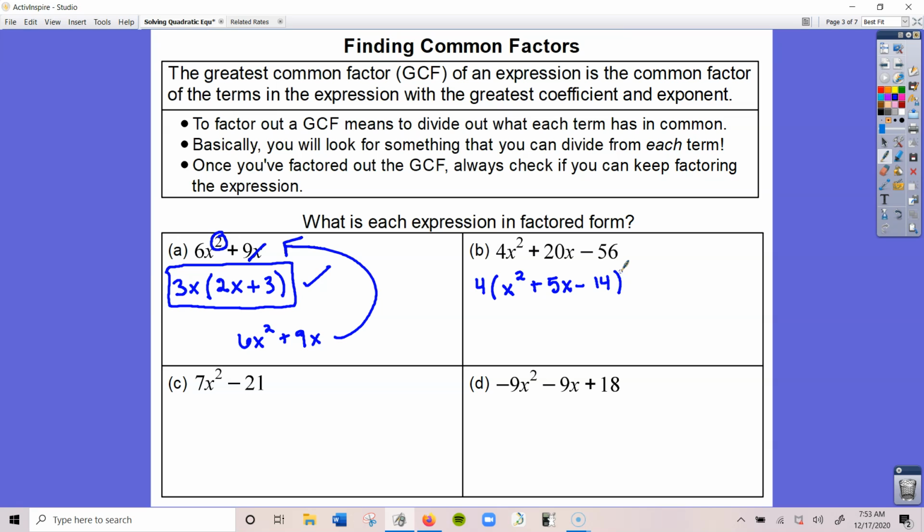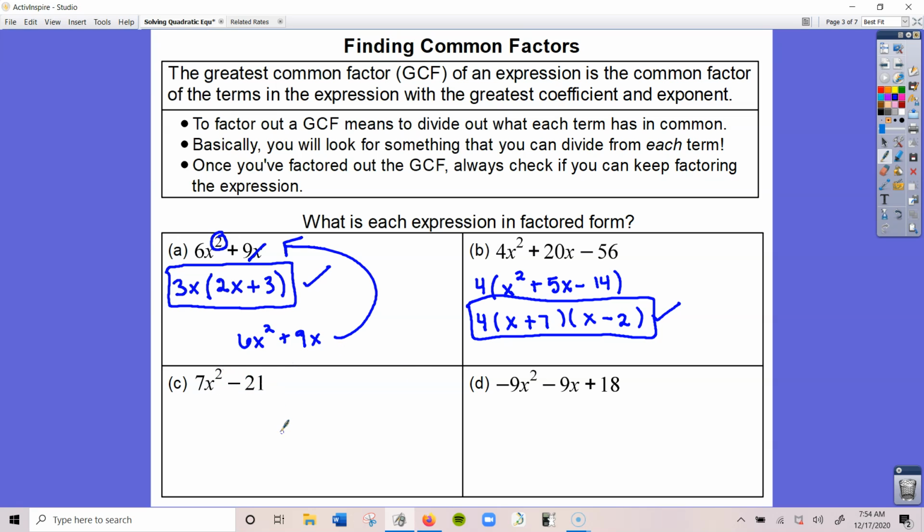And now we do the same thing we did before. I can keep factoring this quadratic that is inside of the parentheses. So we would write that 4 that we had on the outside, and now I'm going to open up my two parentheses. Two numbers that multiply to give me negative 14 and add to give me a positive 5 would be a positive 7 and a negative 2. 7 times negative 2 is negative 14, and 7 minus 2 is a positive 5. So we're good here. So this would be my completely factored form of that quadratic.